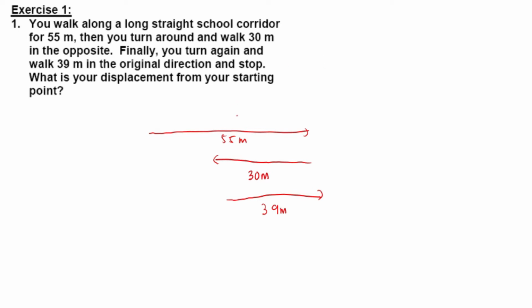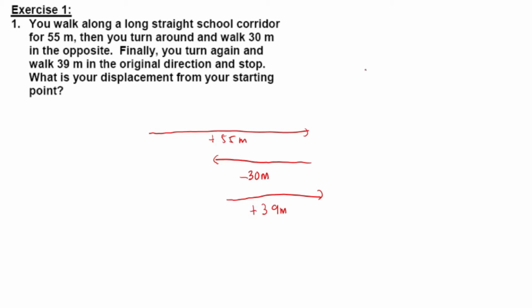So let's say the first 55 meters he walks, I put as positive. When he turns around, the direction is opposite, so this one should be negative. Then he turns again, so the direction is the same as the original direction, which means it becomes positive.